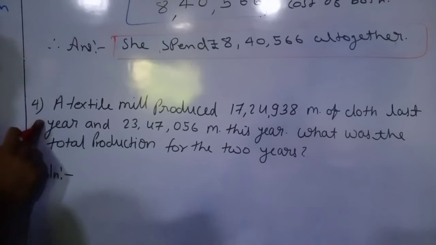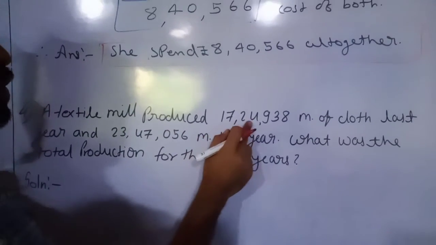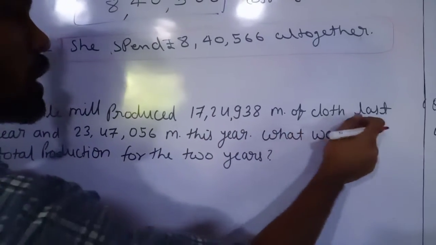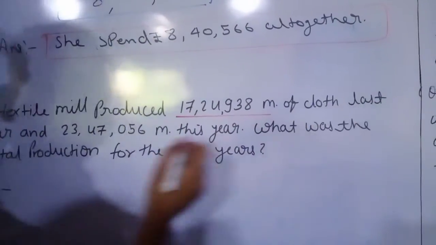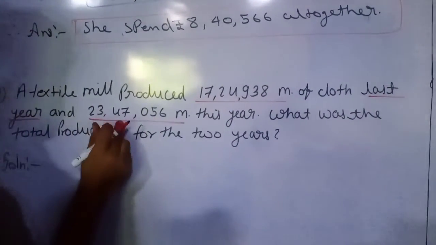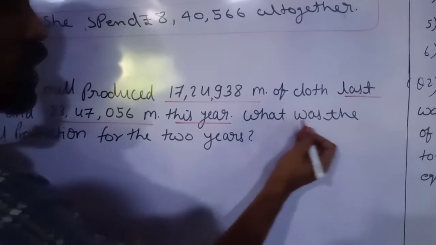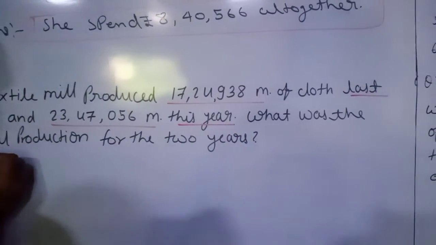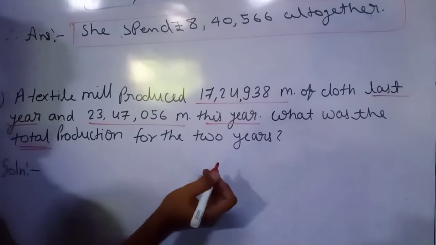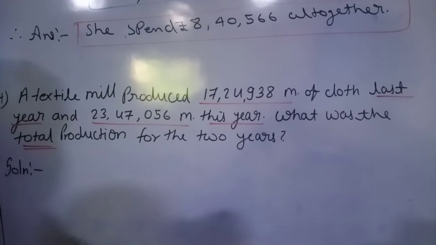Sum number 4. A textile mill produced 17,24,938 meters of cloth last year, and 23,47,056 meters this year. What was the total production for the last 2 years? So total means here also we have to do the addition. Let's start with the solution.